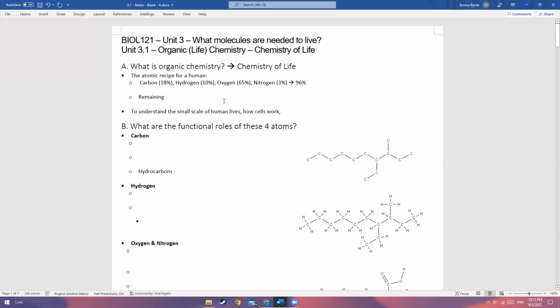So the remaining 4% or so is a sprinkling of about 20 other elements. And that's pretty spectacular when you think about it, right? There's over 100 elements, and really you come down to about 24 of them. So to understand the small scale of human lives and how cells work, focus on these 4 elements.